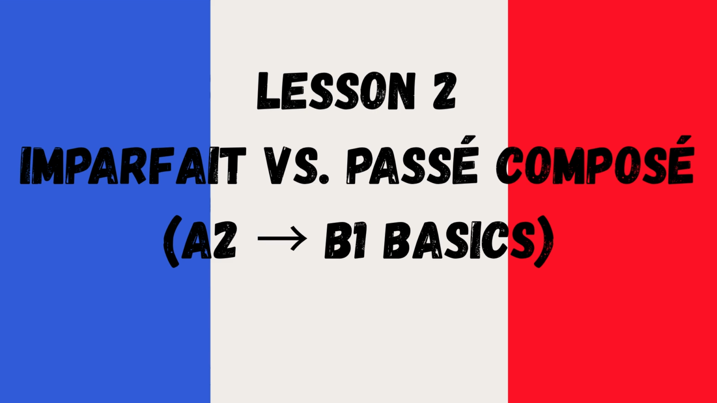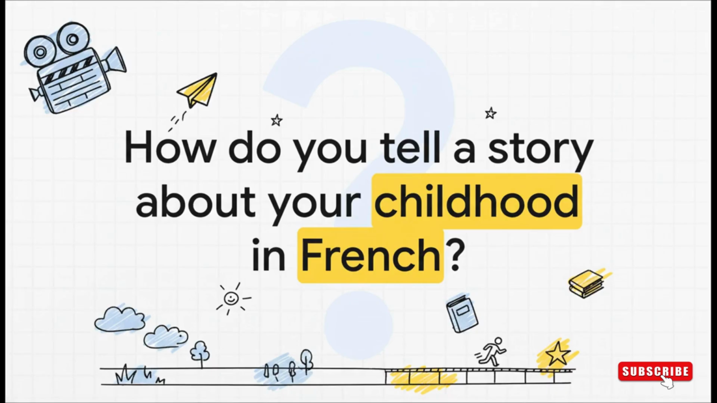I mean, just think about it for a second. When you think back on your childhood, what comes to mind? It's not just a list of events, is it? No way. You remember the feel of things, the routines, the whole atmosphere. But you also remember those specific standout moments, the ones that really stick with you. So the big question is, how do you capture both of those things in French?